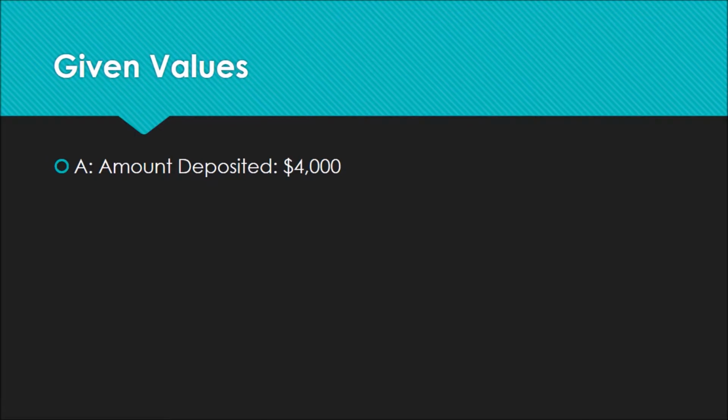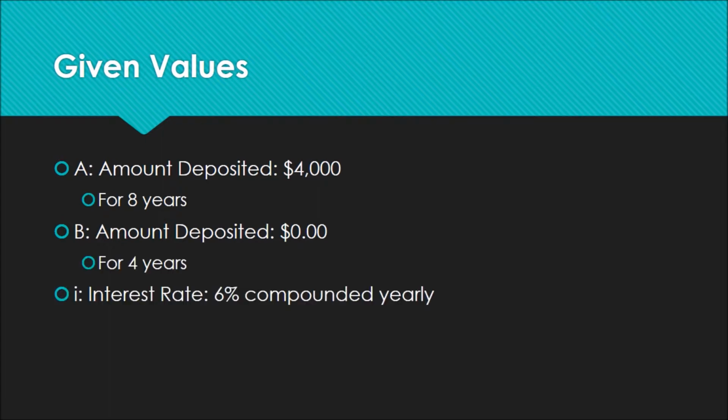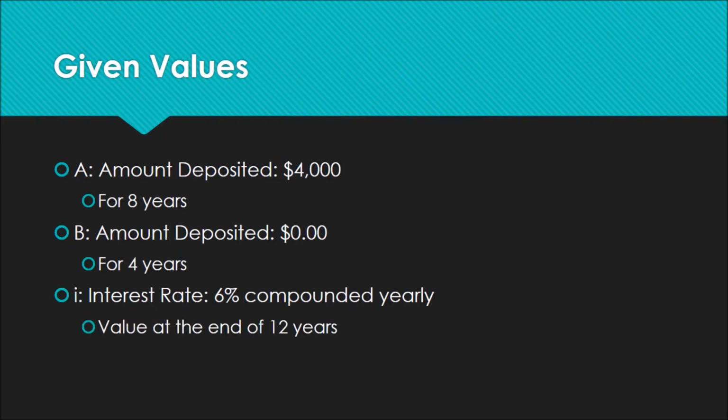So just what we're going to be using as our values. A is the amount deposited, and that's $4,000. The time for that is 8 years. B is the amount deposited for the second set of years, which is 0 for 4 years. And then i is our interest rate, which is 6% compounded yearly, and we're looking for the value at the end of 12 years.